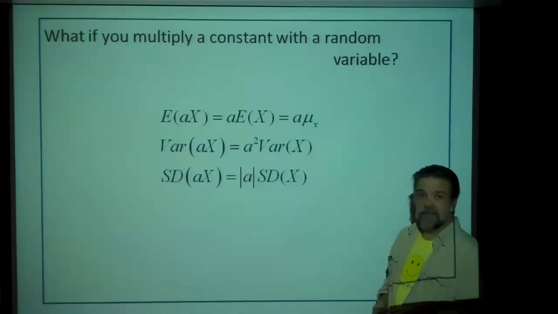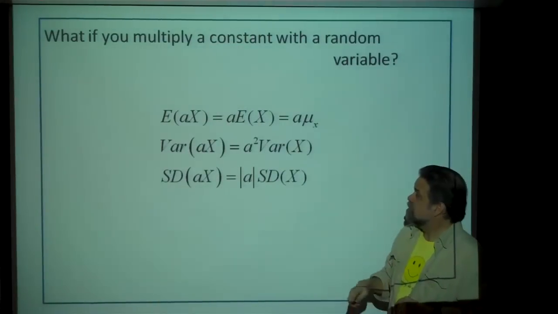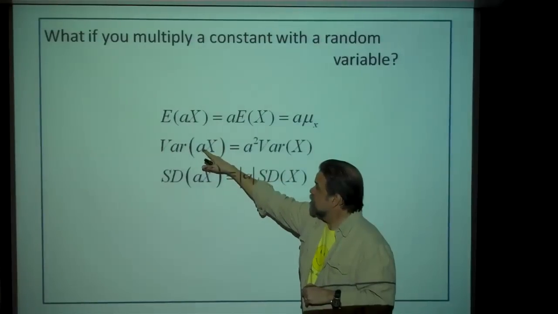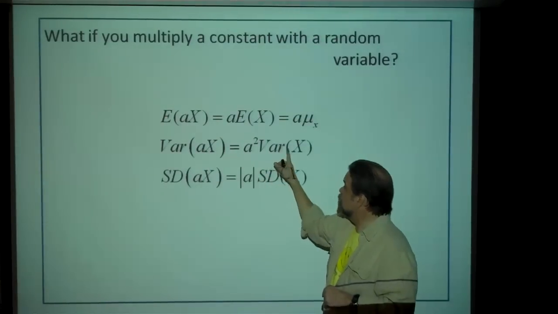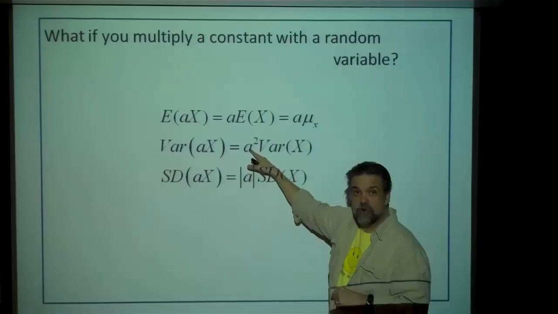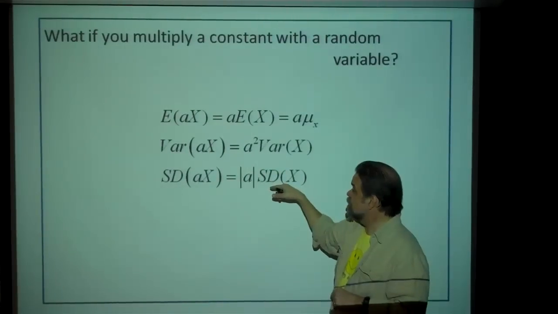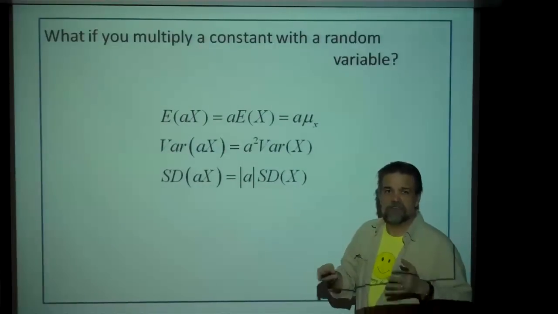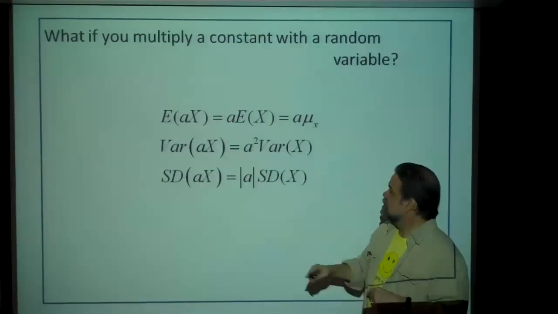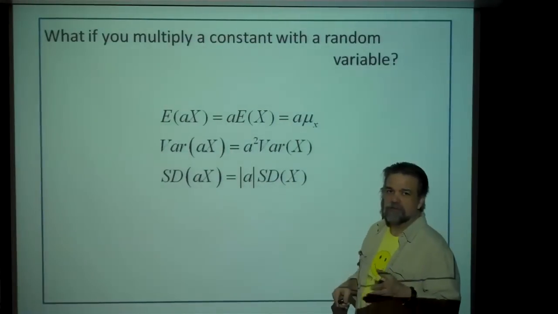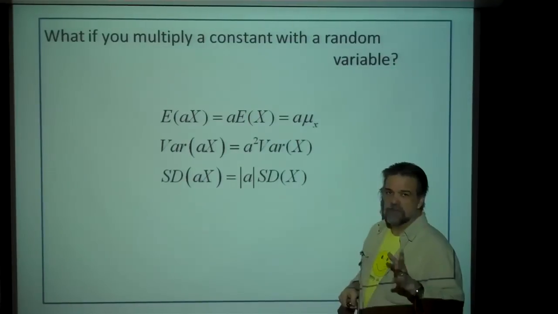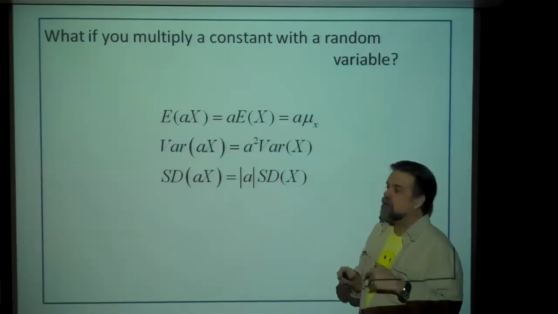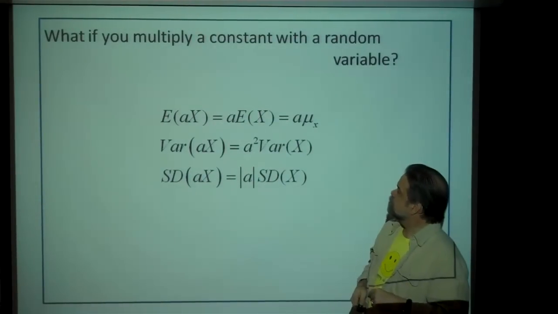And this happens no matter what the multiple is: when you multiply a random variable by a constant, the variance gets multiplied by the square of that constant. The standard deviation gets multiplied by the absolute value, and that's simply because standard deviation has to be positive, okay? So the absolute value, it's pretty easy to remember because you can easily remember that the standard deviation always has to be positive, okay?